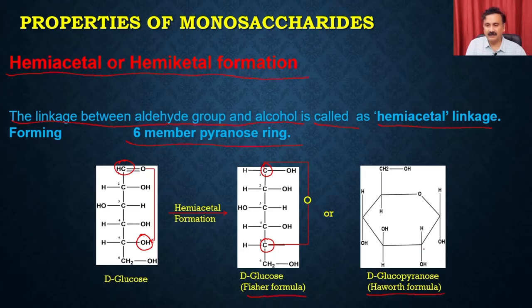This is the Haworth formula, where the hydroxyl as well as the hydrogen groups are placed on a plane, and it shows which ones are going up on top of the plane or which are on the bottom of the plane. So once the carbonyl group attacks the fifth carbon, it forms the hemiacetal linkage, and that can be represented by two formulas, the Fischer formula as well as the Haworth formula.